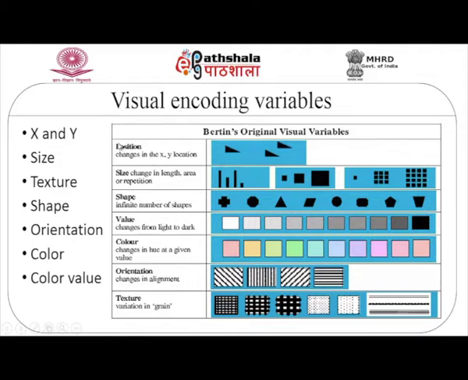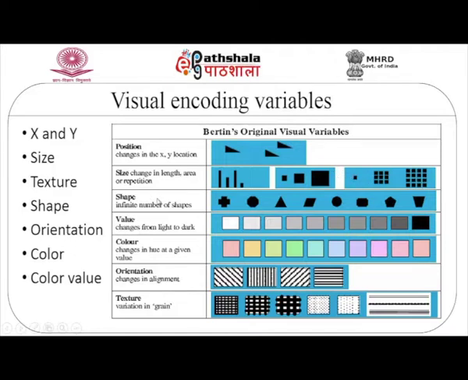They try to differentiate between x and y values, size, texture, shape, orientation, color and color value. So in the first row, it has given position, that is change in the x and y axis values. Next one is size, which is change in size. The size change can be with respect to the length, or with respect to the area as shown here, or it can be some kind of repetition as shown here.